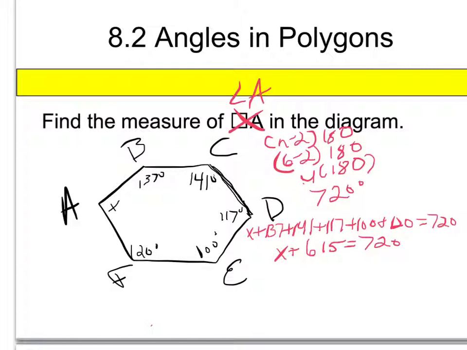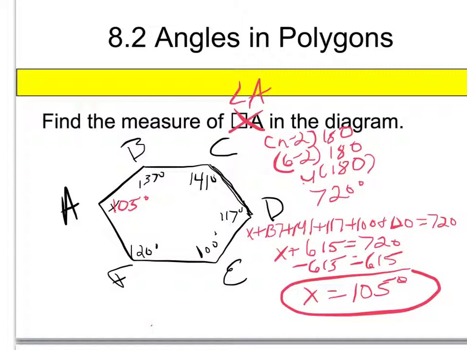Essentially, what I just did is I added up all the angles that I know, and I'm going to solve for x, which represents angle A. Subtract 615 on both sides, subtract 615 on the right side. X is going to equal 105 degrees. So I know that angle A is going to be 105 degrees. Here is my answer.